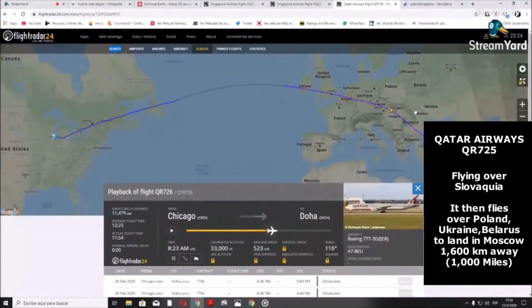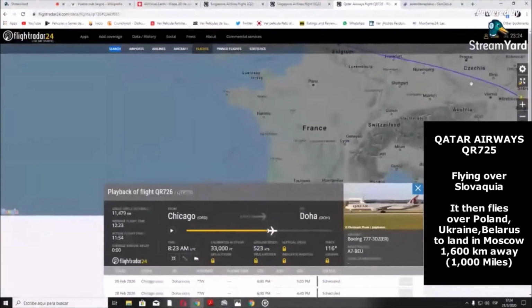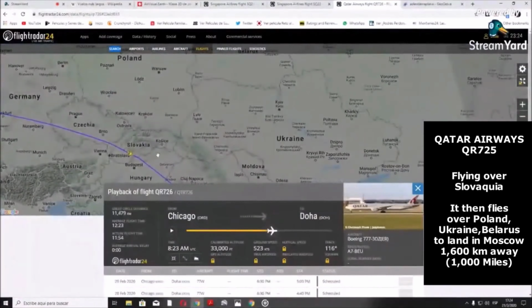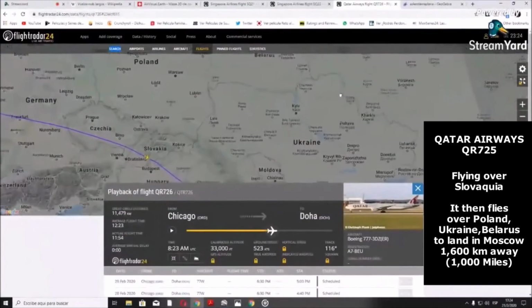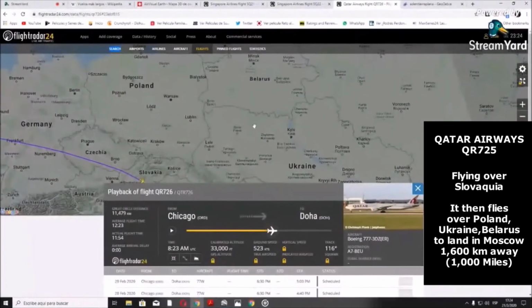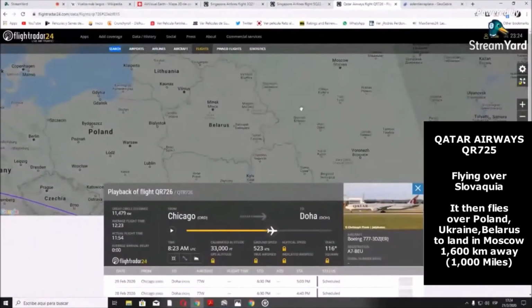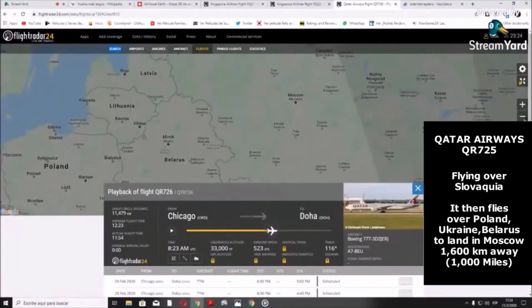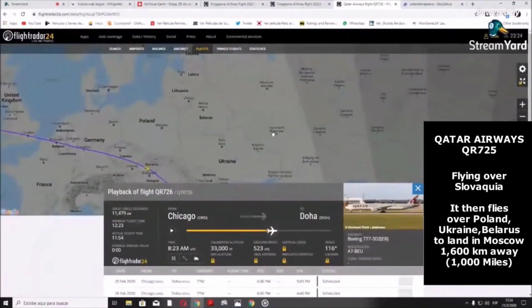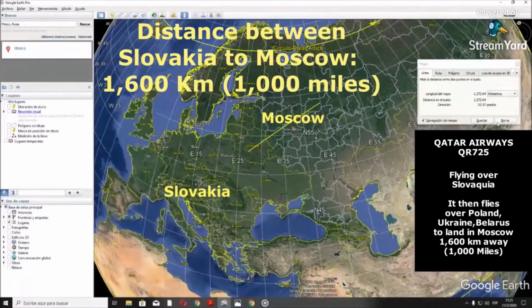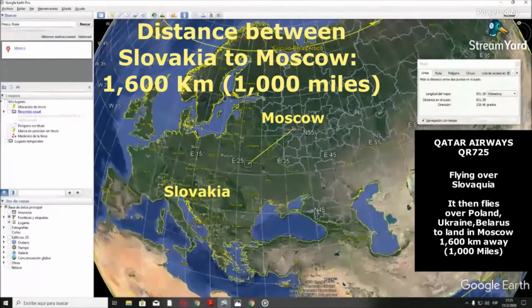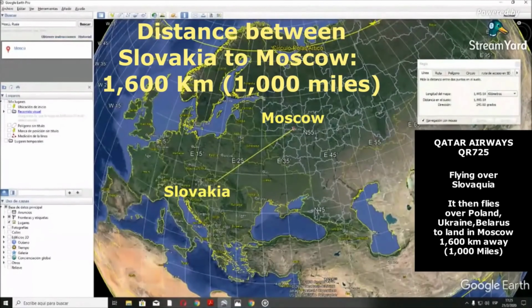Looking at the playback video from the site Flight Radar 24, we see QR725 flying from Chicago to Doha. We can track the flight path. The airplane was flying directly over Slovakia. There were many options for the pilots, stopping in Austria, Germany, France, and Italy, but instead, the pilot decides to stop in Moscow, which is located 1,600 kilometers, as we show here on the globe, and we calculate here on Google. This equals 1,000 miles away from where the plane was flying.